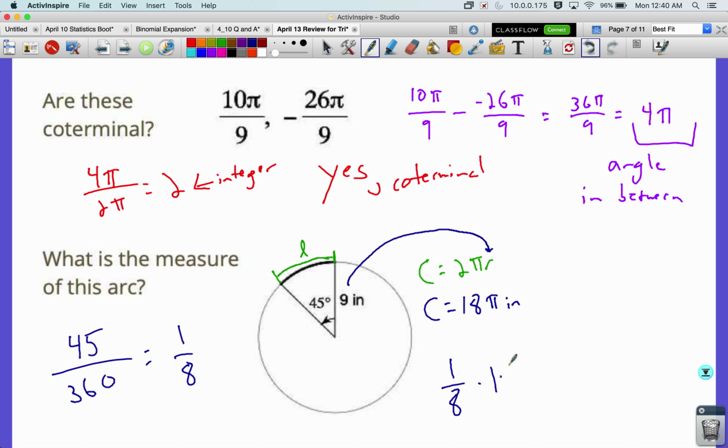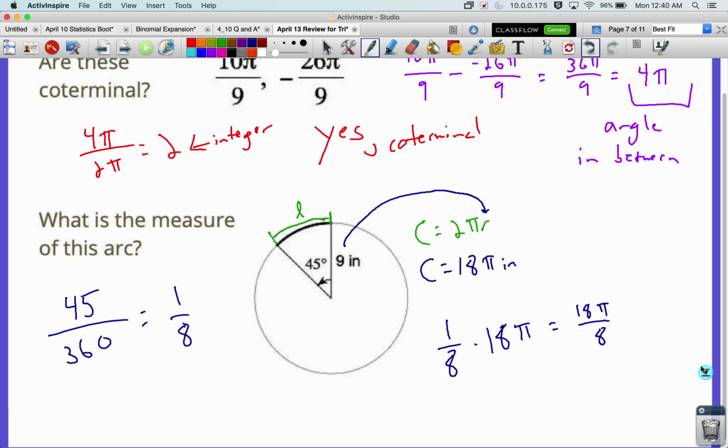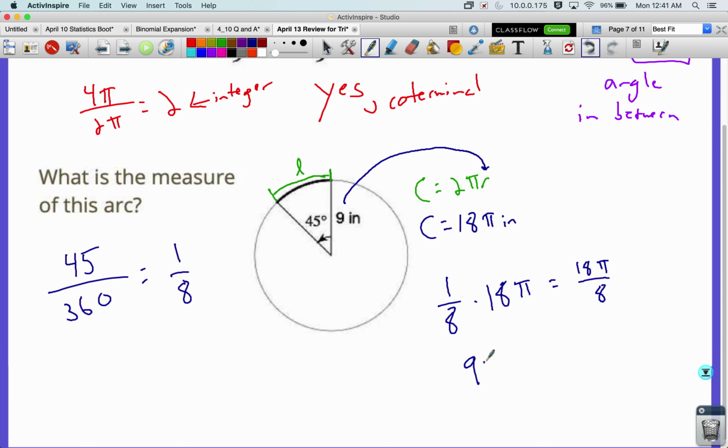1/8 times 18 pi equals 18 pi over 8 inches. But the top and the bottom are divisible by 2, so it's going to become a 9 pi over 4 inches. And that's how I want the answer, with the pi still in it. Don't simplify it down to a decimal.